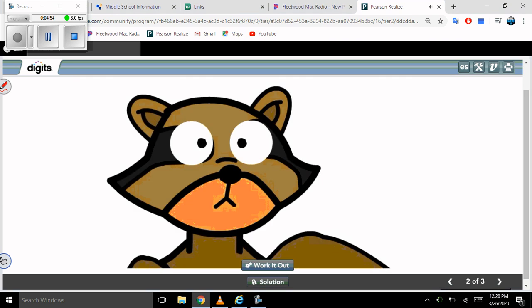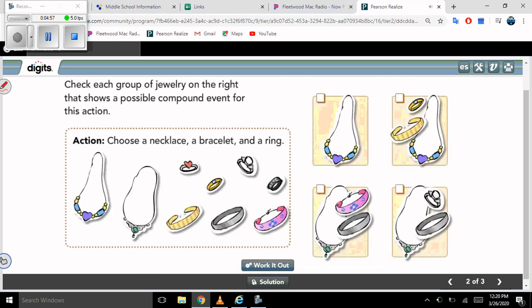So check each group of jewelry on the right that shows a possible compound event for the action.